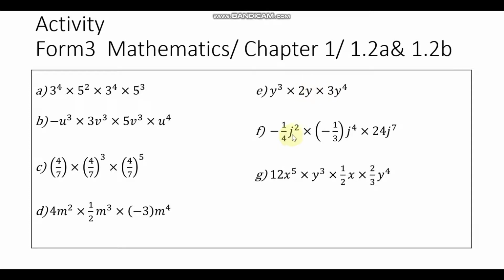Next question, only got one base, which is j. And last question, we got two bases, which are x and y. So this x here doesn't have the value of index, so we have to put it as 1. So you guys have around 15 minutes to finish all these questions. After this, I will explain to you guys the working steps.